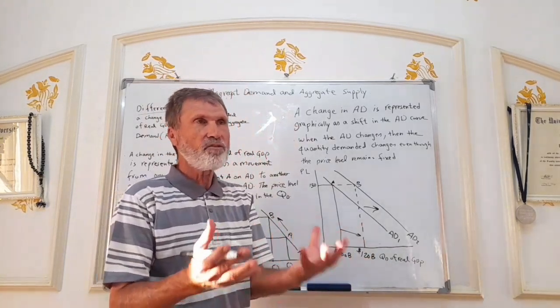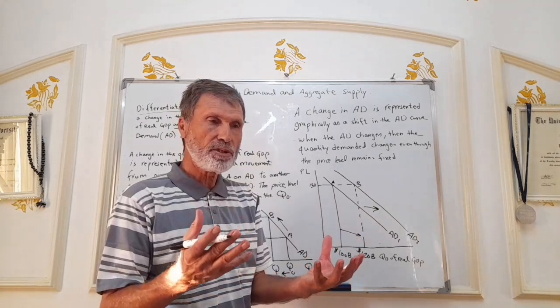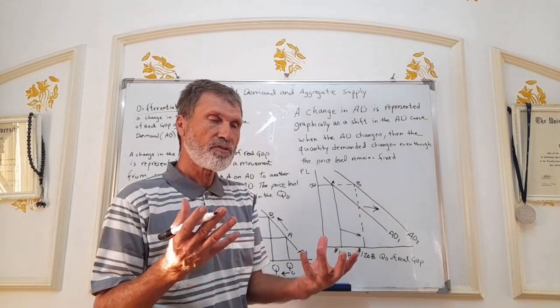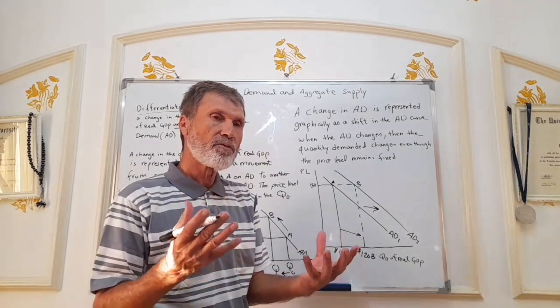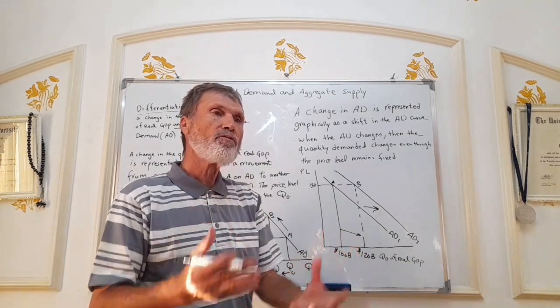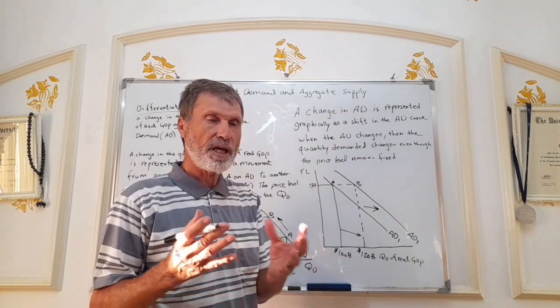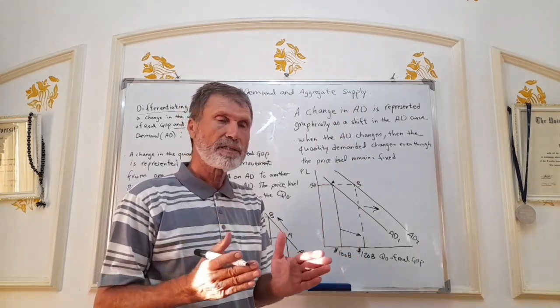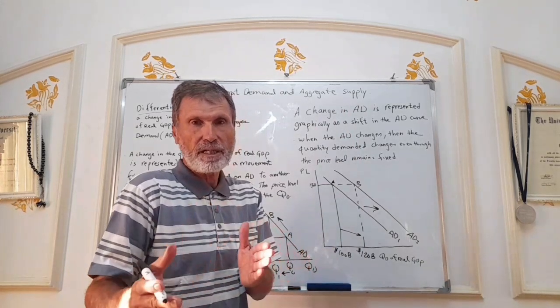So the difference between these two concepts must be understood. Of course, we should differentiate between them. When we say a change in the quantity demanded, we mean a movement along the aggregate demand curve. And when we say a change in aggregate demand, we mean that the aggregate demand shifts, that is, the aggregate demand either increases or decreases.